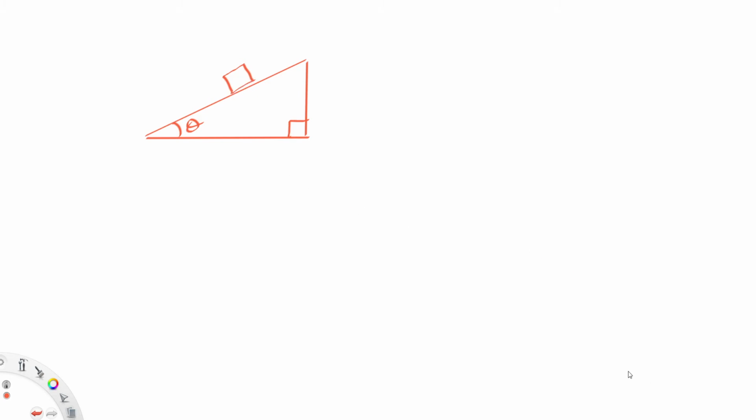All right, so this ramp has friction. What we are going to say is that this box is at equilibrium. So the velocity of this box is 0 and its acceleration is 0. So this box is at rest on the ramp. This is one of the situations you're going to be examining in your lab.